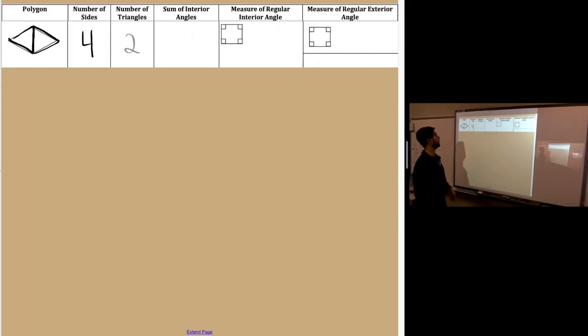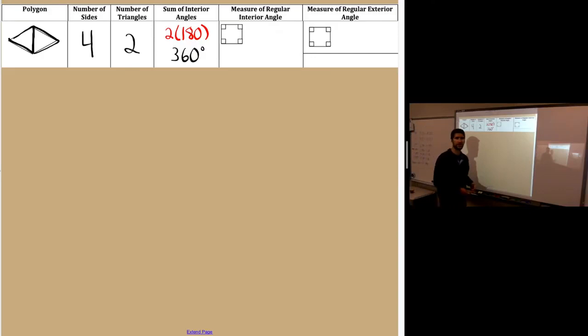The sum of the interior angles, well, the sum of a triangle's interior angles is 180. And how many triangles do we have? We have two. Therefore, we can do two times 180 to give us 360 degrees of interior angles. The measure of a regular interior angle, remember regular meaning all sides are congruent and all angles are congruent, we can take that sum of the interior angles and divide it by the number of angles.